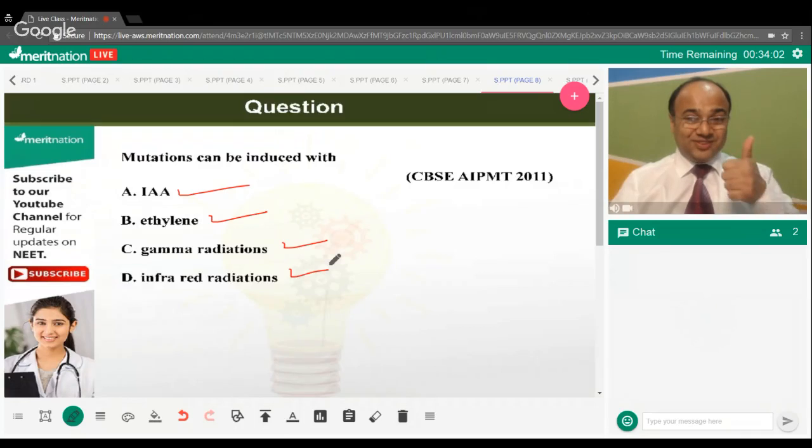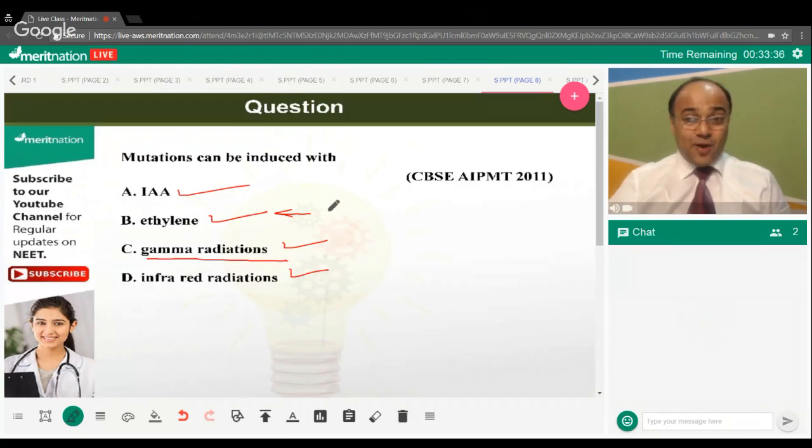Akash says it is option C. Sudarshan says it is option C. Smriti says it is option C. Meghna, it cannot be option B. Option B is a gaseous hormone for plants. It helps in the early ripening of the fruits, right? And early senescence of the plant parts. So over here, the correct option is option C, gamma radiation, right?